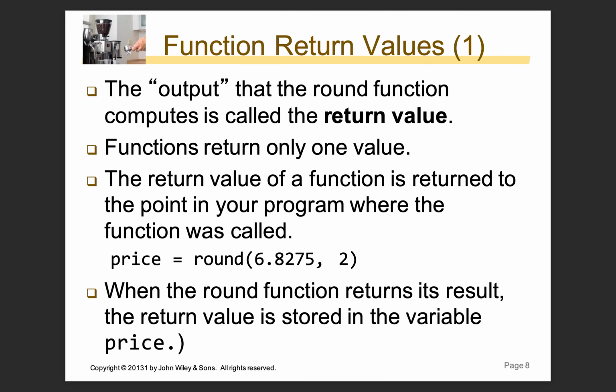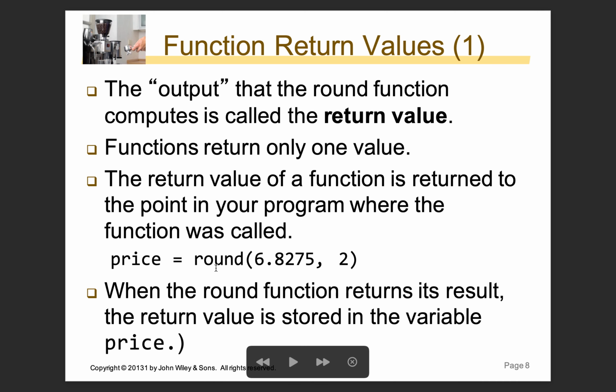The output that the round function computes is called the return value. Functions can only ever return one value. This one value is maybe a little bit misleading. It can return one thing. That thing could be a list of values, for example, or a tuple of values. The return value of a function is returned to the point in your program where the function was called.